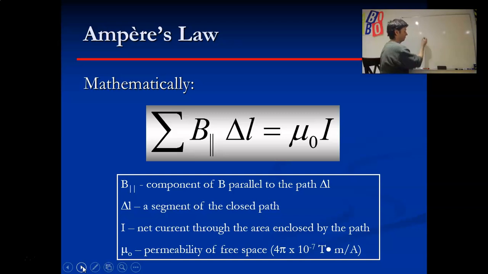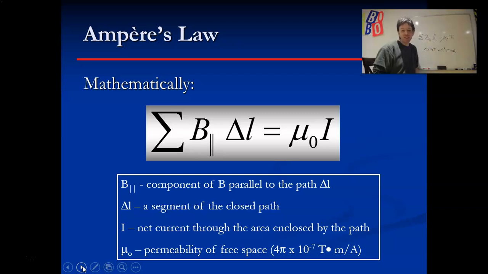So let's look at this again. The sum of all magnetic fields parallel to some path segment, I'm just going to write L, is proportional, and this is our proportionality constant. We talked about it earlier. It's the magnetic constant, or permeability of free space, which is equal to 4 pi times 10 to the minus 7 Tesla meters per amp. Proportional to the current enclosed by the path.